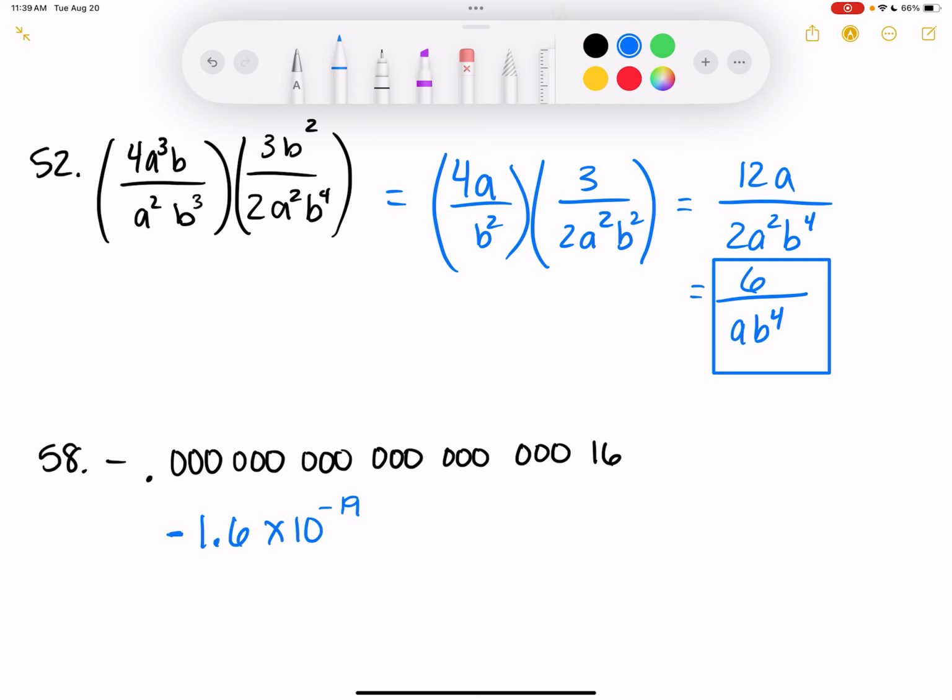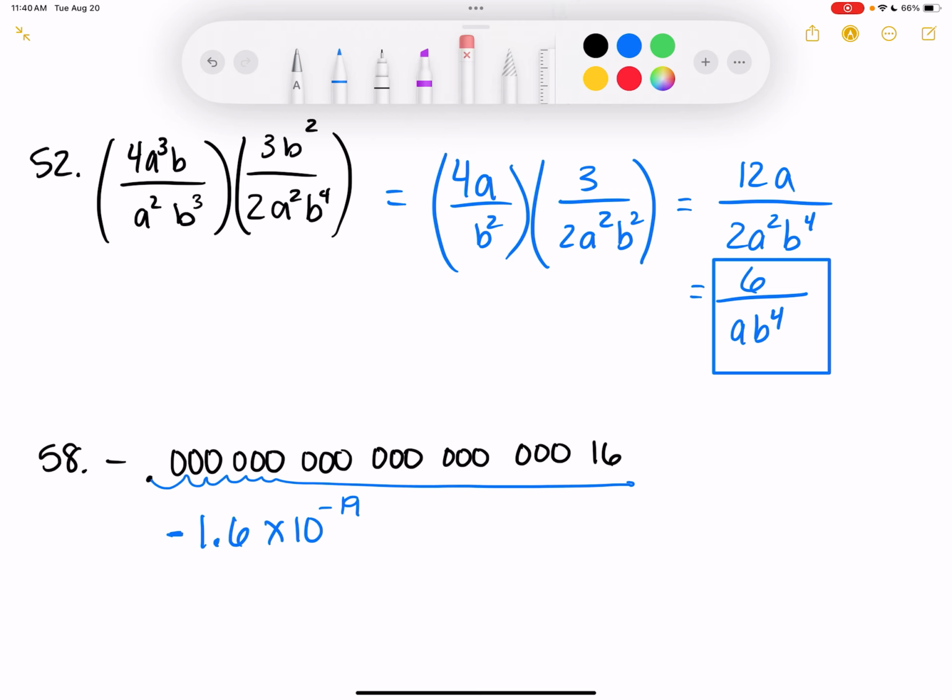The negative exponent is because of the direction that it's moving. So we moved this way. If you got a really small number, it's going to have a negative exponent. If it's a really big number, then it'll have a positive exponent.